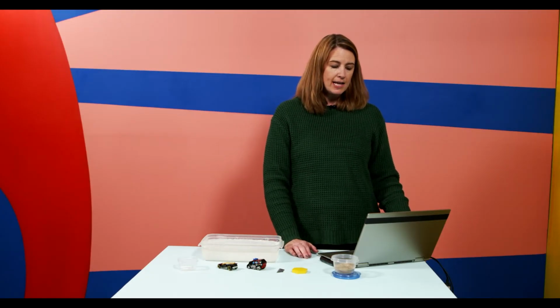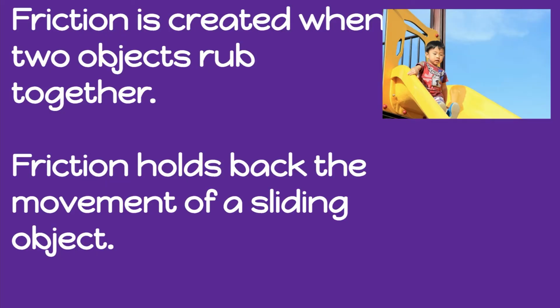Friction is created when two objects rub together. Friction holds back the movement of a sliding object. So in this picture of the little boy on the slide, the little boy's pants are causing friction with the slide.